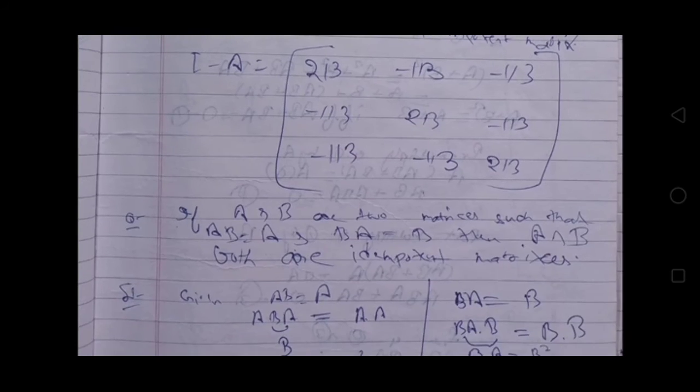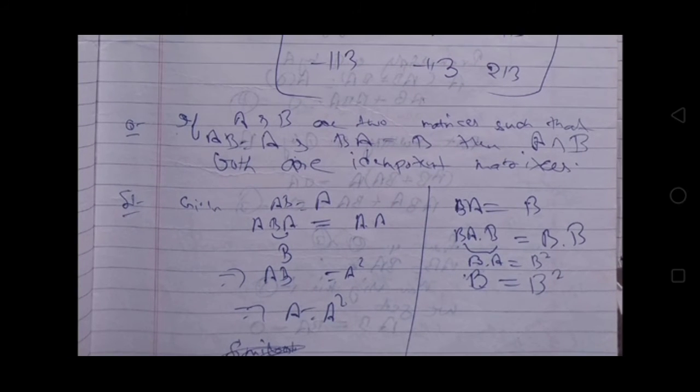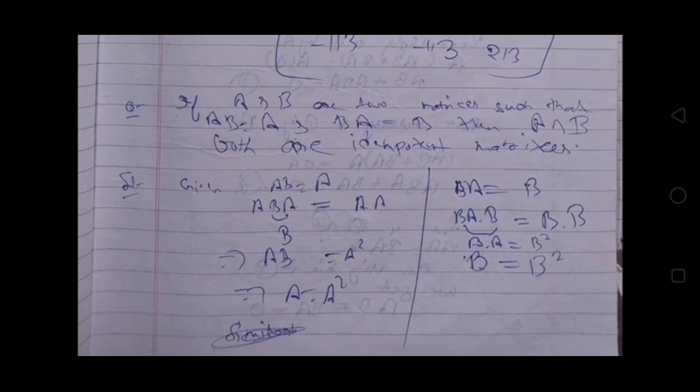So now see this question. If A and B are two matrices such that AB is equal to A and BA is equal to B, then A and B both are idempotent matrices. Solution says, given AB is equal to A, pre-multiplying both sides by matrix A, you will get A into AB is equal to A into A. Now using the given thing, BA is equal to B, we will get AB is equal to A square. Now again using the given thing, AB is equal to A, we will get A is equal to A square.